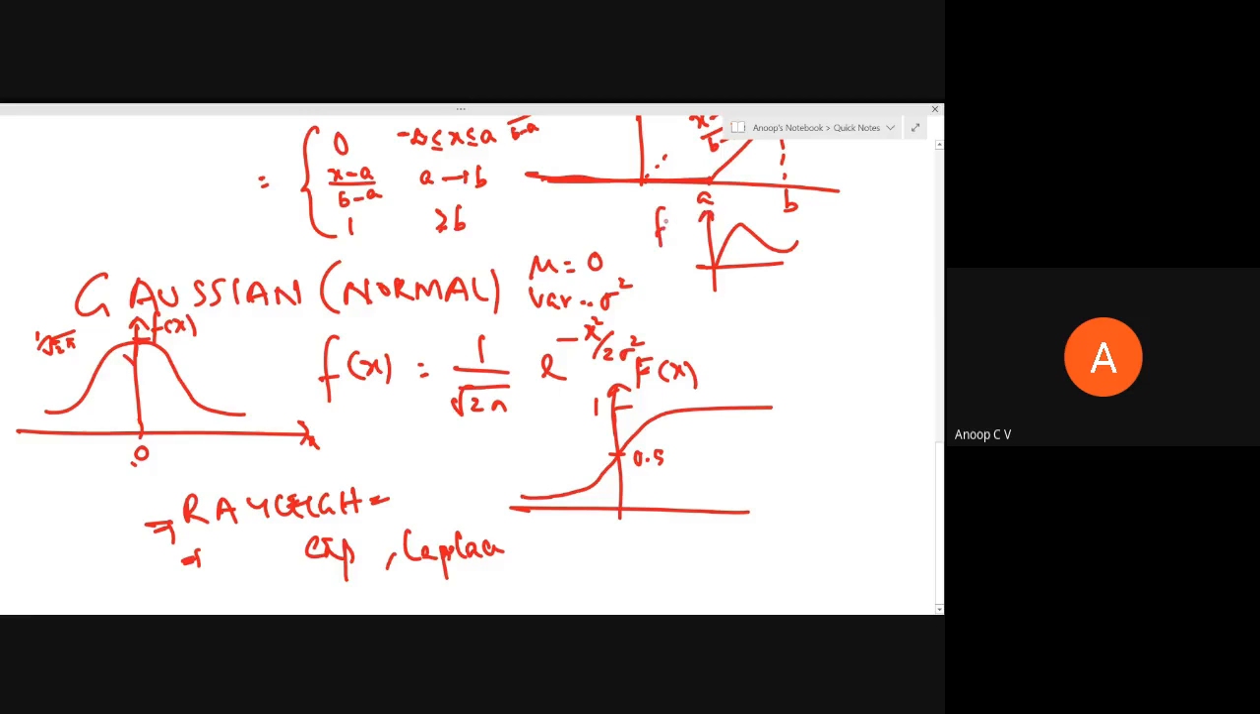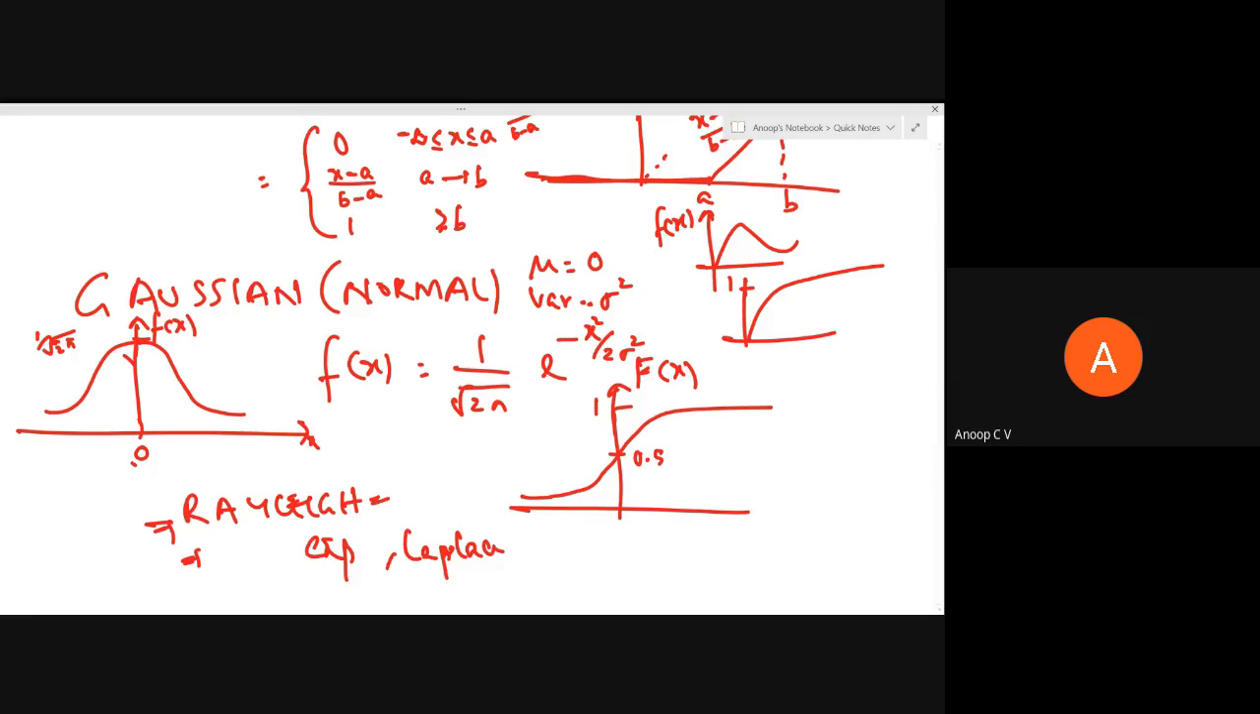The probability density function and probability distribution function. You can see it again will start from 0, and it will be something like this. It will all the way go to 1, right? So this is for the Rayleigh function. I request you to just go through that. So the basic ideas: probability distribution function and probability density function.